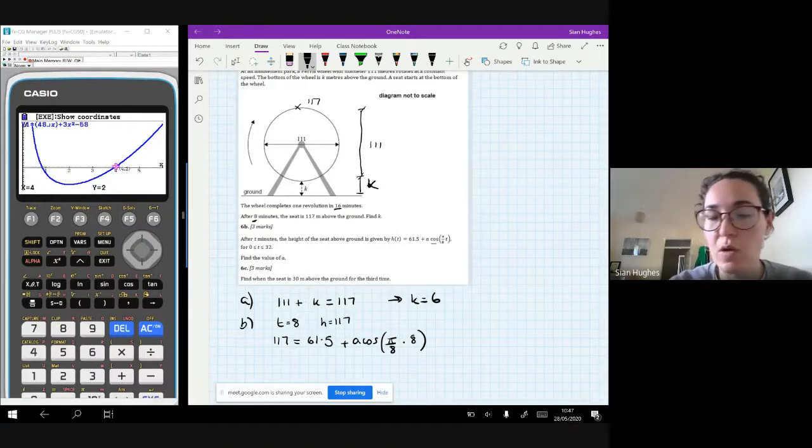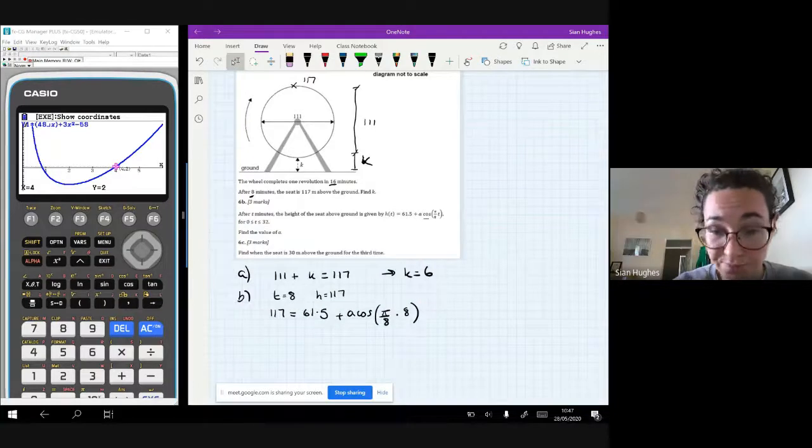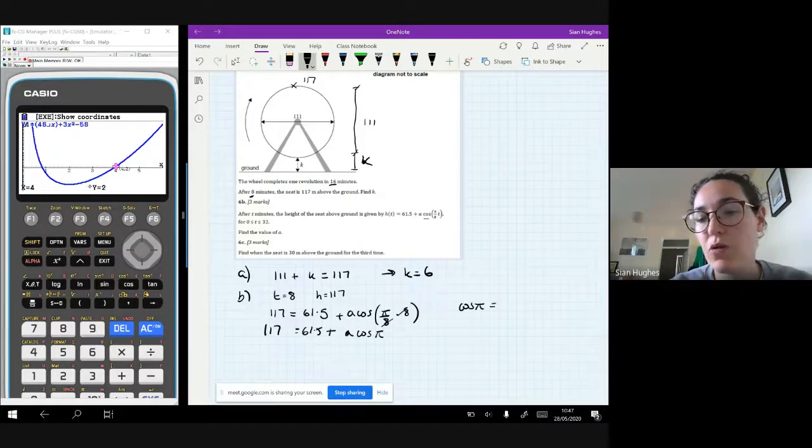And we could go and solve this on our calculator for A, but we don't actually need to. We can do it a little bit ourselves. So what we have here, the 8's cancel, and we just have cos pi. And cos pi is equal to -1. And if you weren't sure of that, you could have typed it in your calculator. It would have told you so, as long as you were on radians. Otherwise, you'll get some funny numbers.